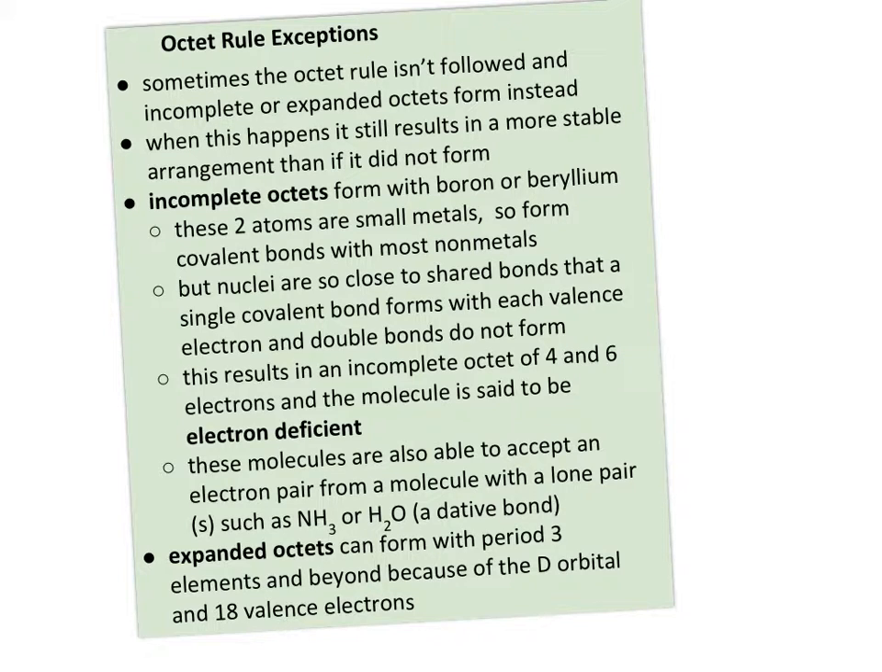Expanded octets, on the other hand, are when you have more than 8 around it, and these can only happen with period 3 elements and bigger, because you need the d orbital to form up to 18 valence electrons, or 9 pairs.